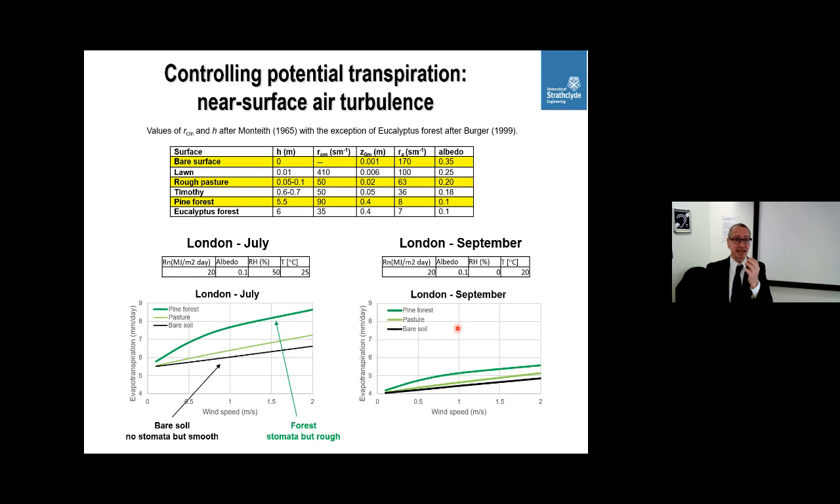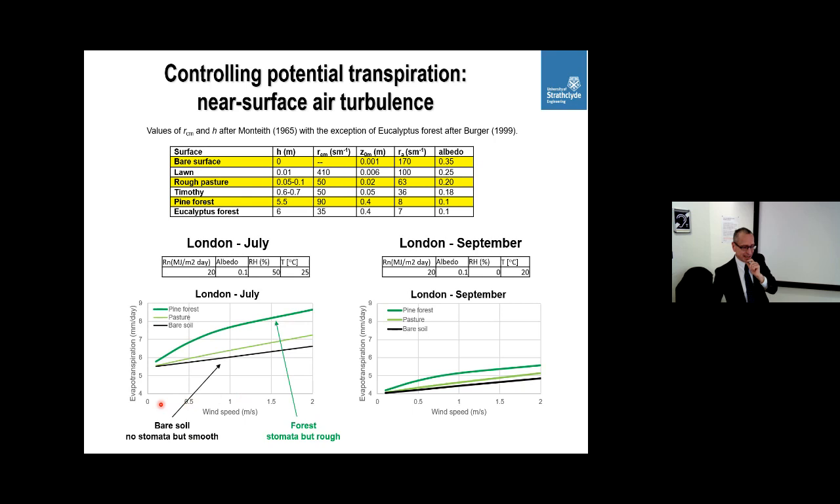this is the evapotranspiration against the wind speed. The wind speed is controlling the vapor pressure close to the evaporating surface. I'm considering three cases: bare surface, pasture, and forest. I'm considering the same climate, all the rest is the same. I'm taking London in July and September, and seeing how much the wind speed is changing the evapotranspiration. So by moving from 0.5 to 2 meters per second, the evapotranspiration is changing from 6 millimeters to 8 point something. Remember, 1 millimeter per day is 0.1, the factor of safety. So by changing the wind speed, I can change it.